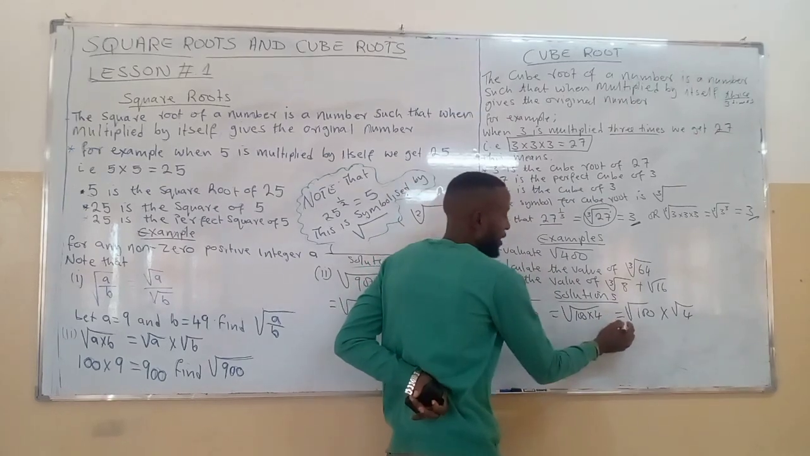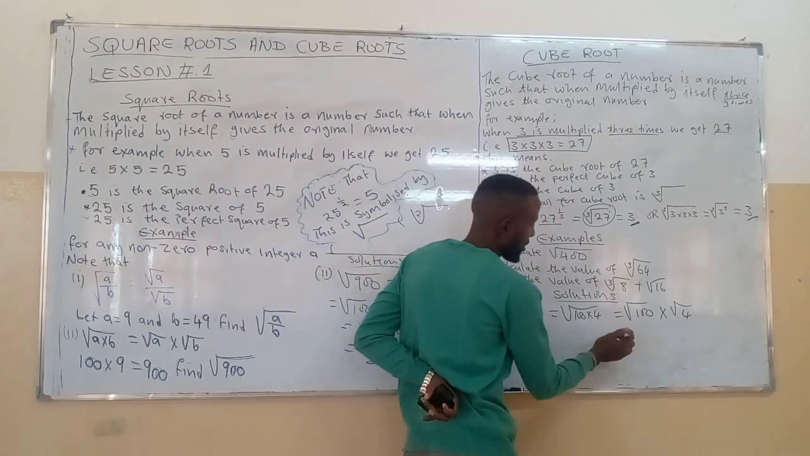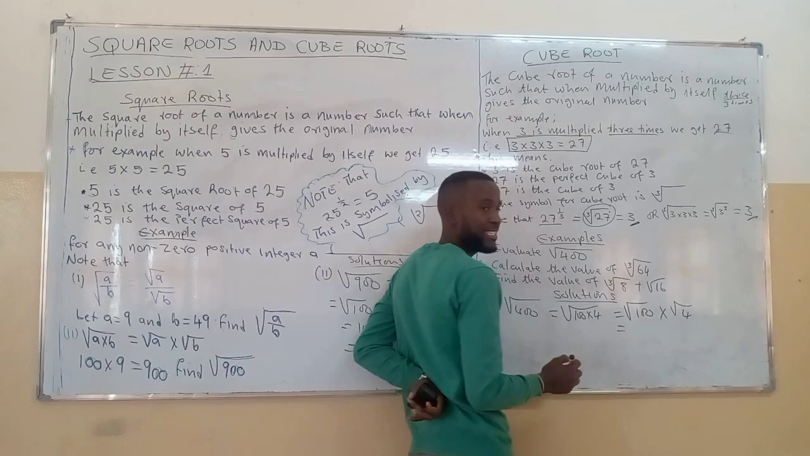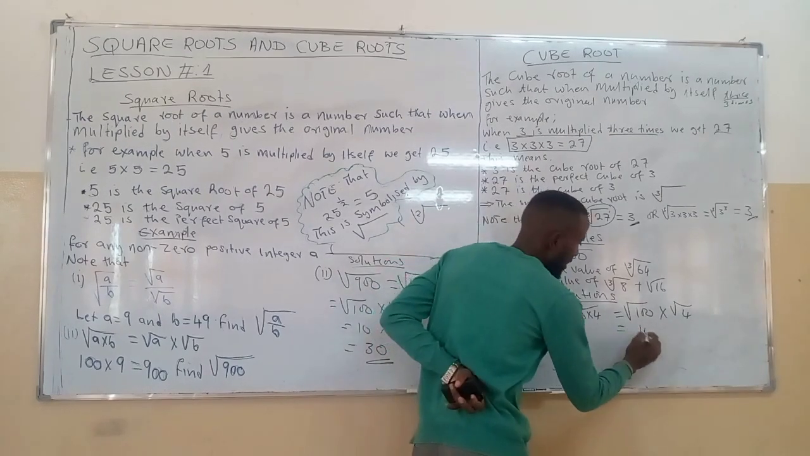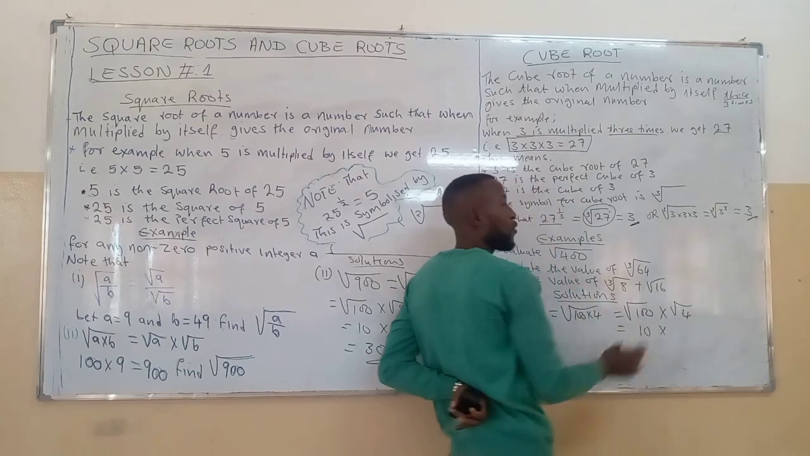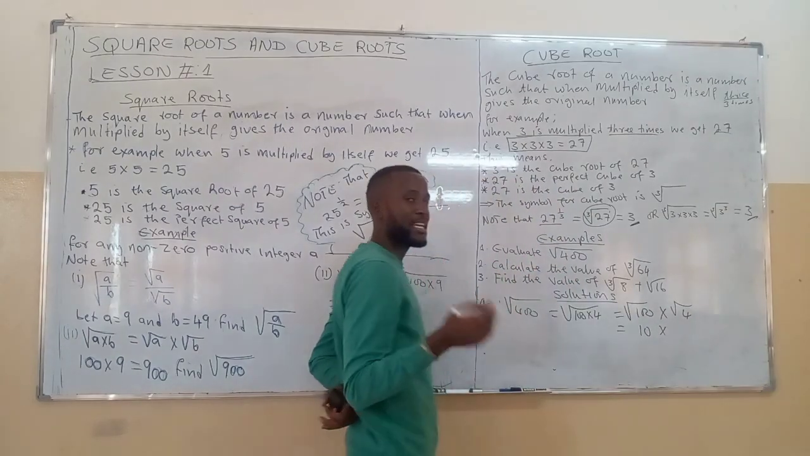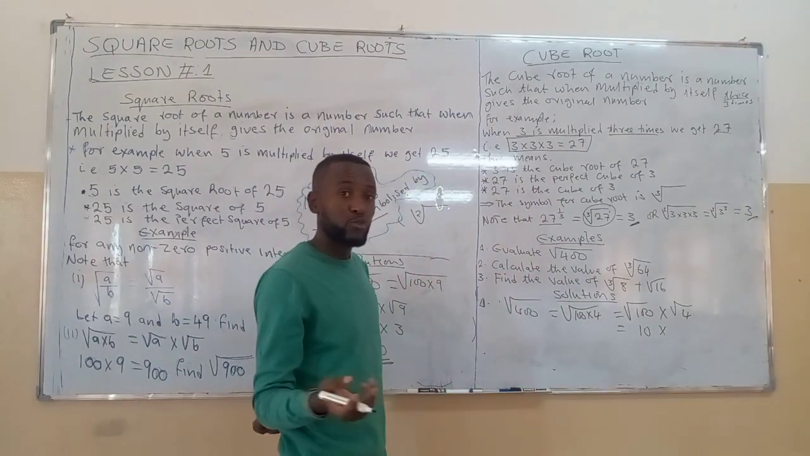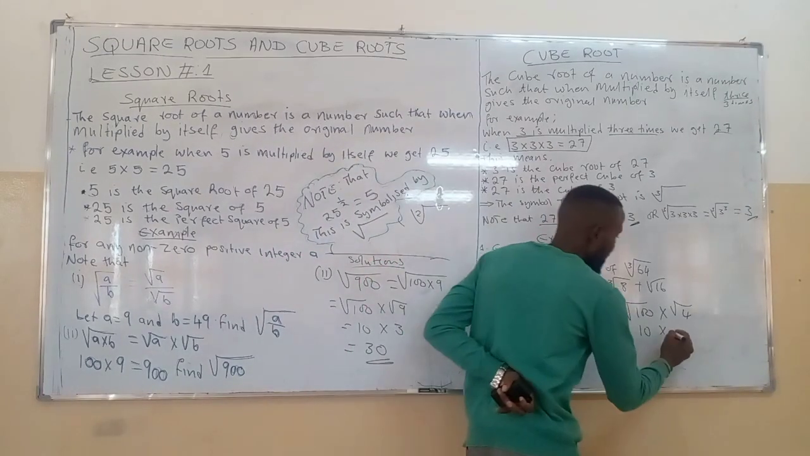So what will be my final answer here? Now we are simply saying, what is the square root of 100? The square root of 100 is 10. Okay? Times, what is the square root of 4? What are two numbers? When I multiply them, I get 4. 2 times 2 is 4. So the answer is 2.